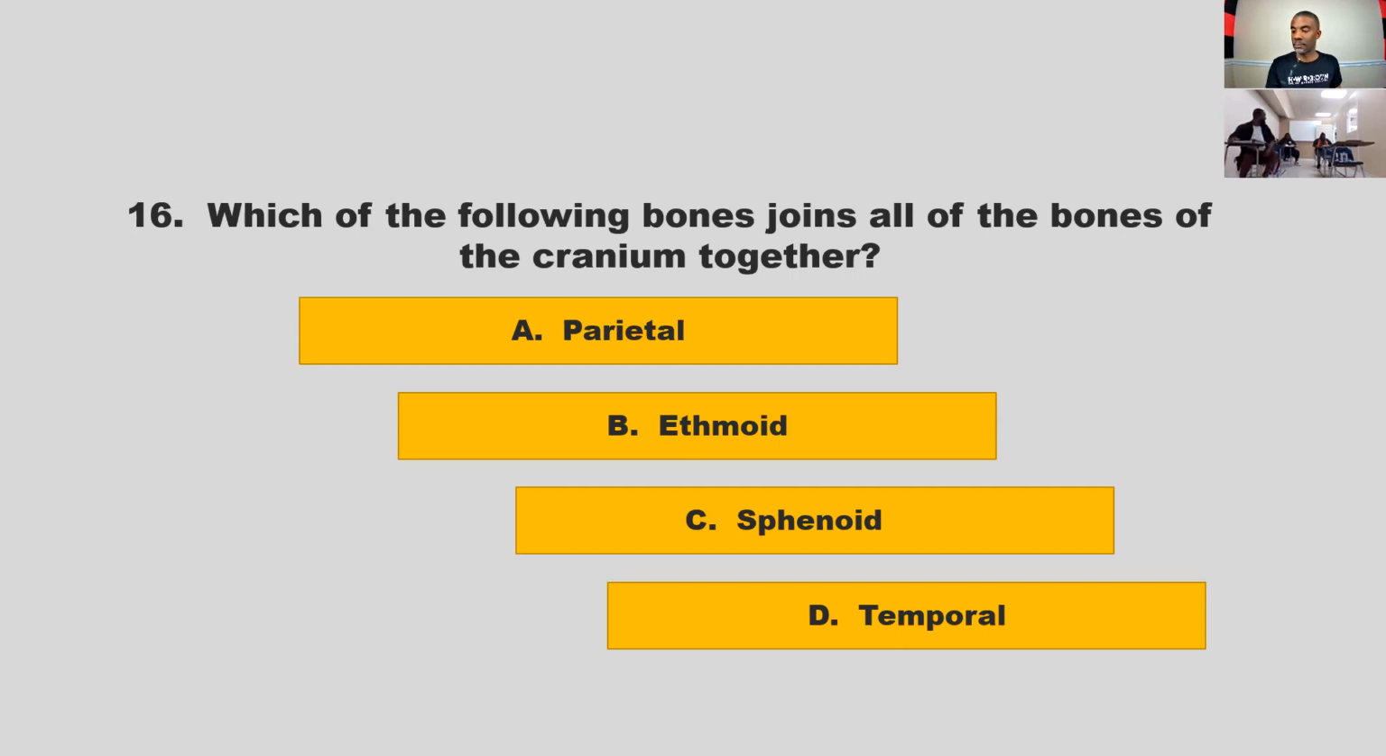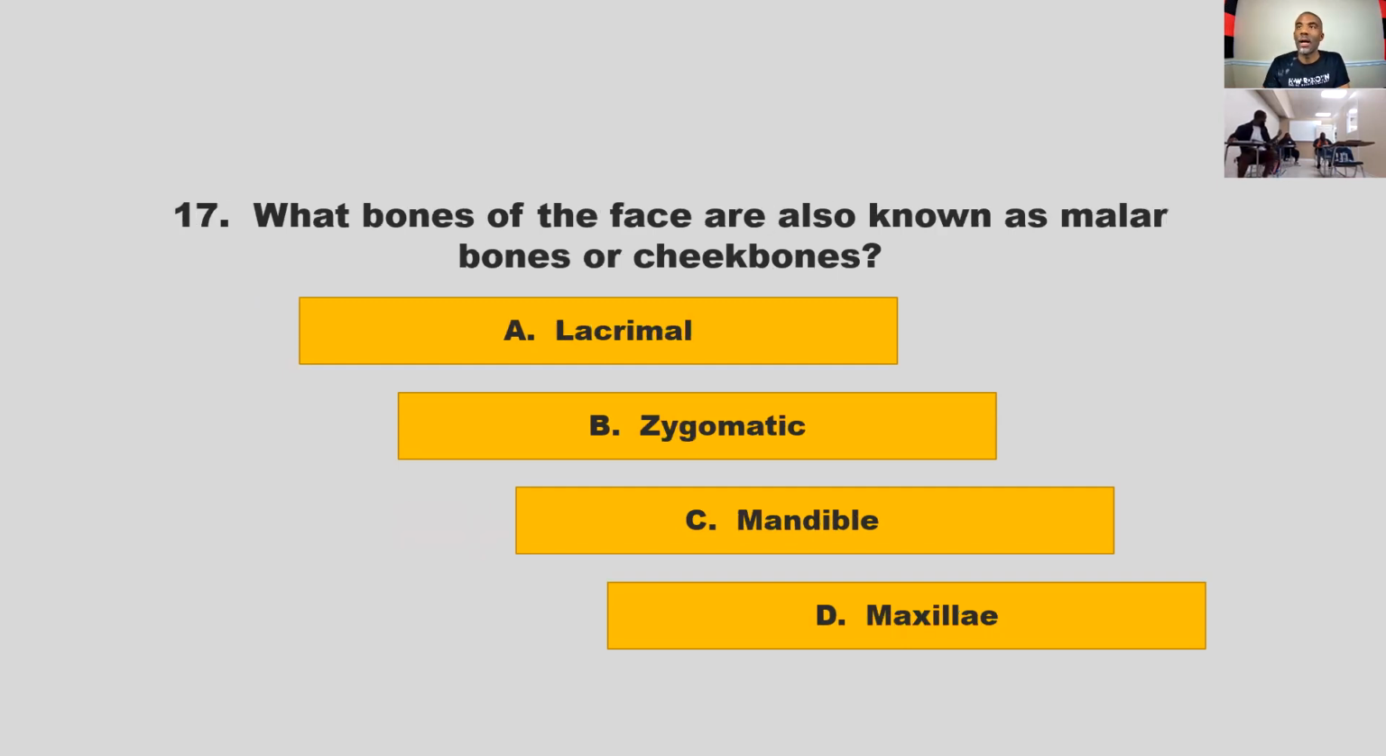Oh yeah, C. And so the correct answer is C, the sphenoid. What bones of the face are also known as malar bones or cheekbones? B. Oh, she said B, and that is correct.